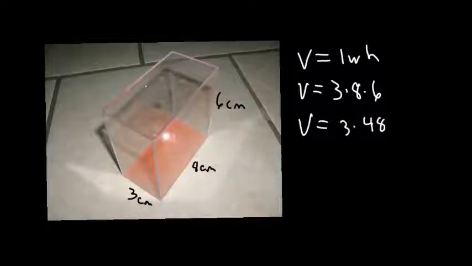And then I have to do 3 times 48. So 3 times 8 is 24, 3 times 4 is 12, plus 2 is 14. So that would be 144 centimeters cubed. There's no reason you have to do the 8 times 6 first. You could have done 3 times 8 first. Like I said, it's just my preference. I always like to pick my biggest numbers and multiply those first.